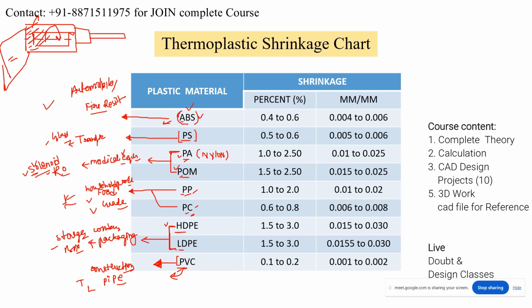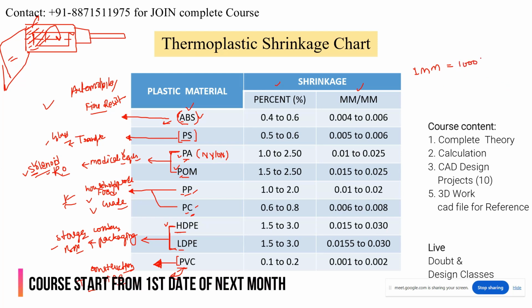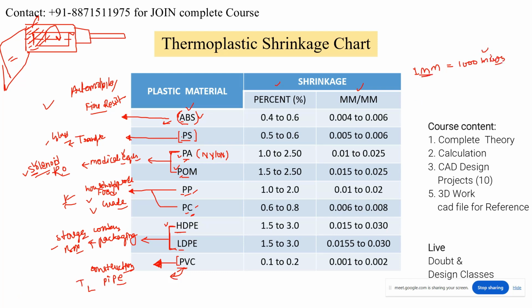Is it clear? Now here you can see that this is the shrinkage value in percentage or in mm. Acha, tell me first of all, how many microns in 1 mm? Tell me. 1000 microns per 1 mm. Confirm. Okay, 1000 micron in 1 mm, right? So here you can see 0.4 to 0.6 percentage. It is the range for the ABS material, right? So it means in 1 mm, it will shrink only 4 micron to 6 micron, right or wrong?